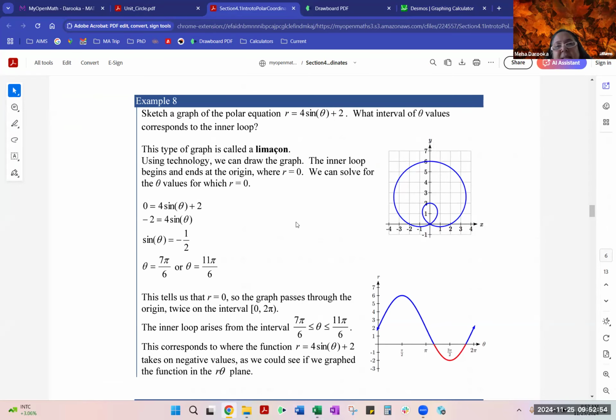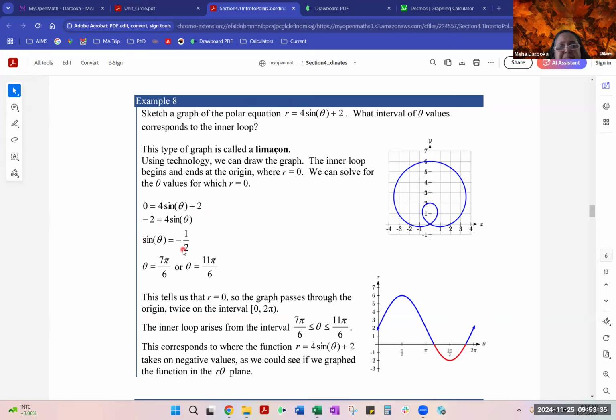The inner loop will begin and end at the origin. So obviously right here is where the loop begins. And, of course, it's going to make its revolution through the entire circular shape, and then come back to the origin where your r value will be 0. So they're basically saying we can solve for theta by setting r equal to 0. So in the equation, set the r value equal to 0. You get 0 equals 4 times sine of theta plus 2, move the 2 to the other side, divide by 4. That's where that -1/2 is coming from.